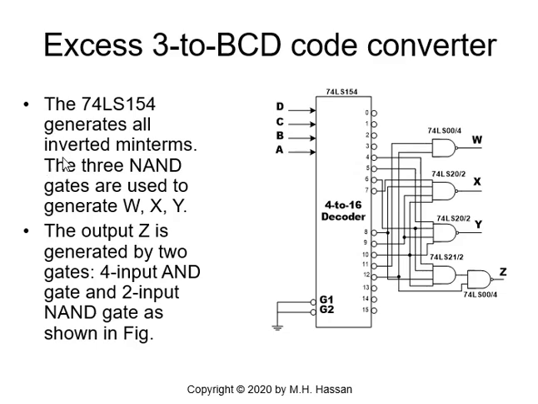The 74LS154 generates inverted minterms, and the 3 NAND gates are used to generate W, X, and Y. Based on the equation, for just the output Z, we did some manipulation to the equation to use an AND gate first, and the output of the AND gate is NANDed with M12 prime to generate Z. By this, we implemented a very complicated 3-equation function with a modular decoder, a single chip 74LS154, which is a 4 to 16 decoder, to enable me to implement and synthesize the code converter with ease and much simplicity.